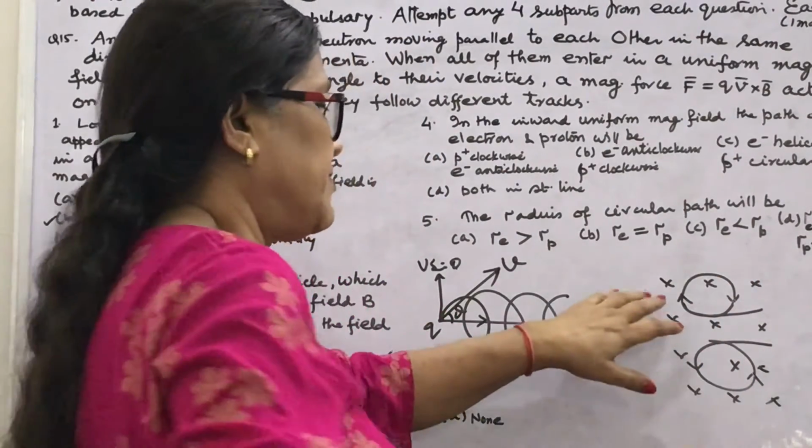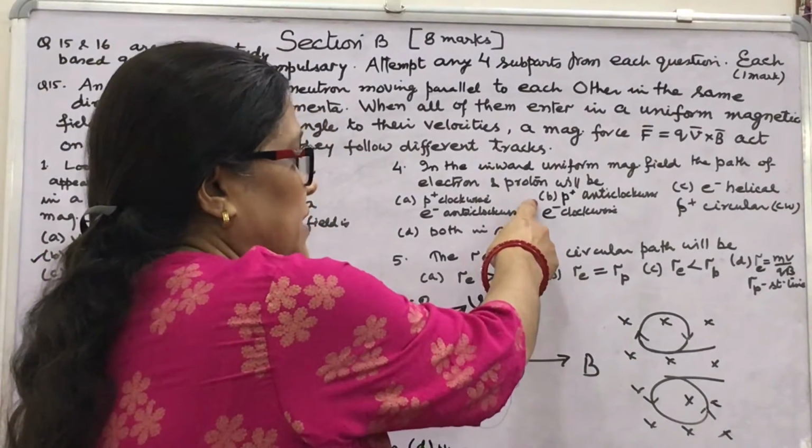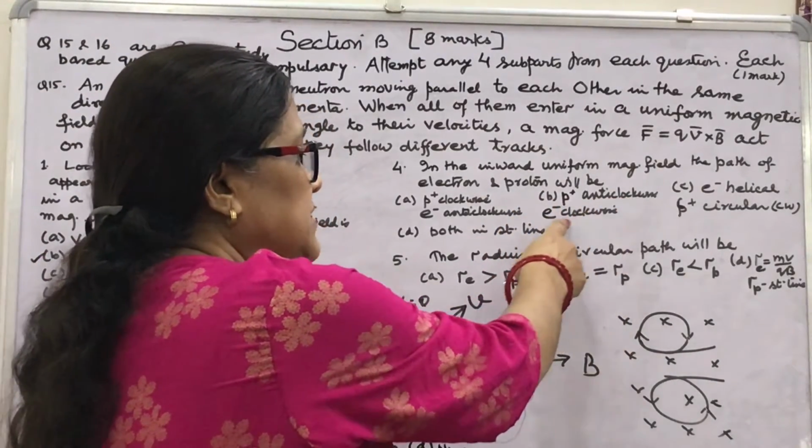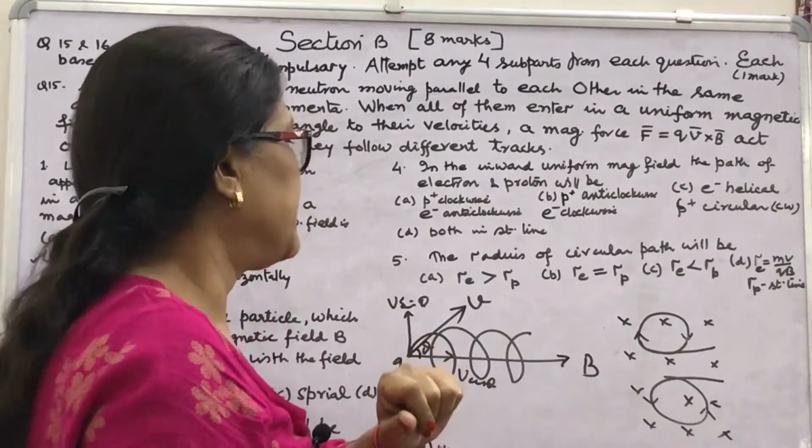Look here. What will be the answer? B. Proton anti-clockwise, electron clockwise, as per Fleming's left hand rule.